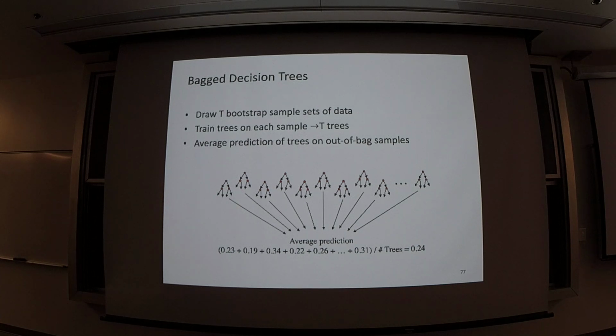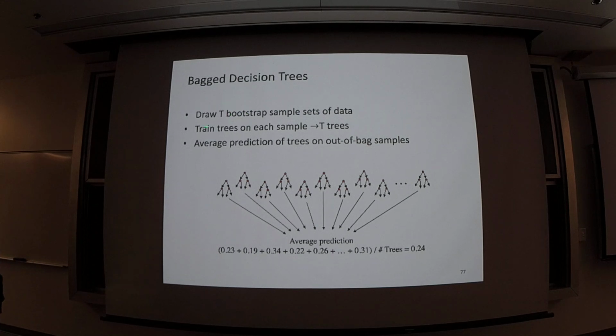Just use the template we have gone through. To train bagged decision trees, we draw T bootstrap sample sets of data. To train the decision trees, we usually do uniform sampling with replacement. We draw the same number of samples as the original training set. That's why we call it a bootstrap sample.